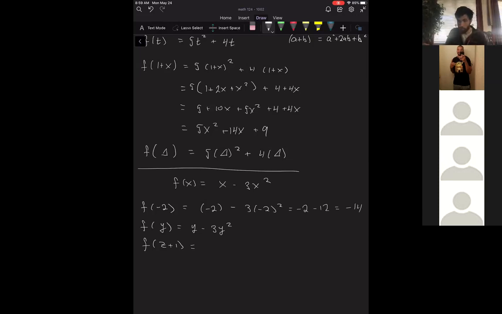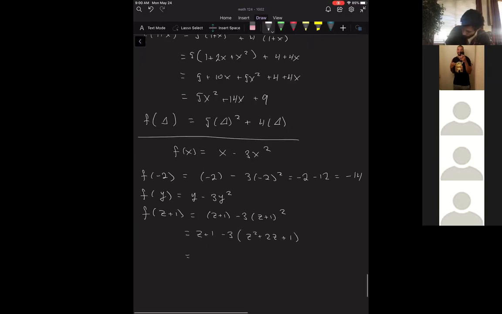Okay, now the z plus 1, all we have to do is replace all of our x's with z plus 1s. So we see an x at the beginning, we're going to plug a z plus 1 in right there. Minus 3. Here's another x, we're going to plug a z plus 1 in right there. And then square it. So what we get is z plus 1 minus 3. Now z plus 1 squared, that's going to be z squared plus 2z plus 1. So this is going to be z plus 1 minus 3z squared minus 6z minus 3. All we're doing here is distributing that minus 3. Now let's combine the like terms. We're going to get minus 3z squared minus 5z and then minus 2.